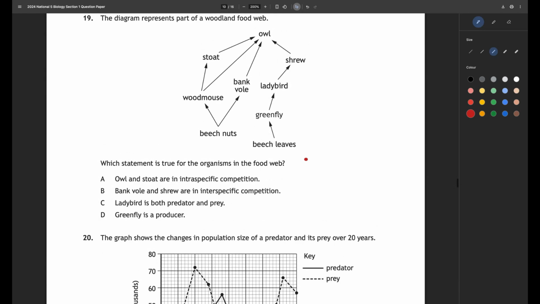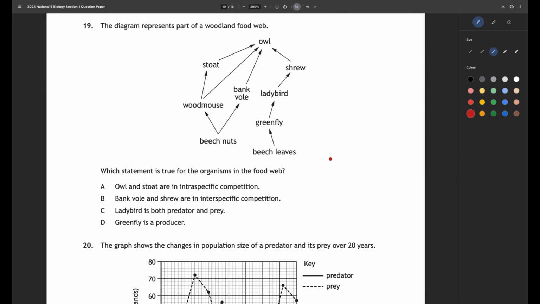In number 19, the diagram represents part of a woodland food web. Which statement is true for the organisms in the food web? Okay, so we have to go through all the statements and decide which one is true. The owl and stoat are in intraspecific competition. So before I even look at the food web, I'm thinking intraspecific competition. Now that's got an A in it, okay? And so does the word same. Okay, that's my little hint for my class to remember that. So intraspecific is the same species. Is an owl and a stoat the same species?